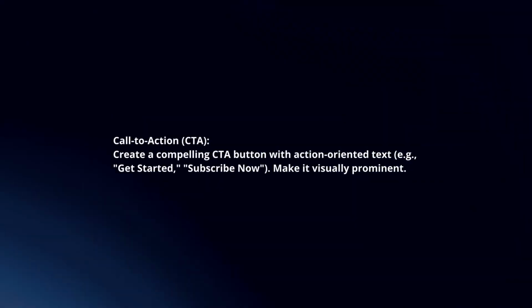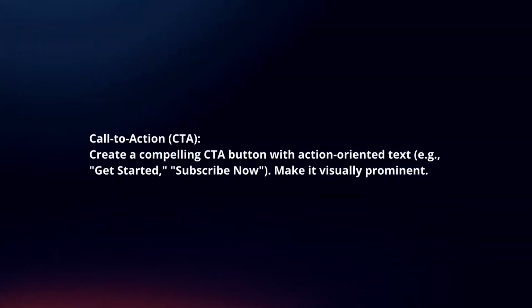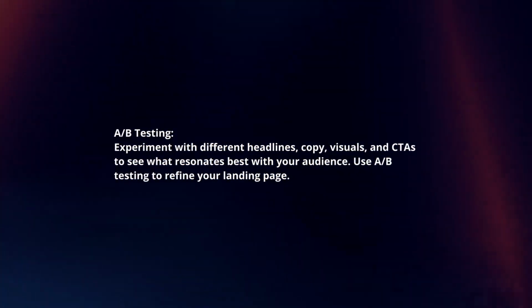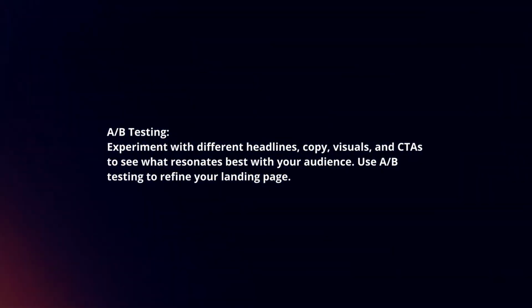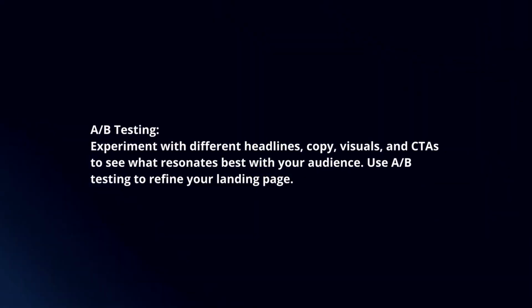Call to action. Create a compelling CTA button with action-oriented text. Make it visually prominent. A/B testing. Experiment with different headlines, copy, visuals, and CTAs to see what resonates best with your audience. Use A/B testing to refine your landing page.